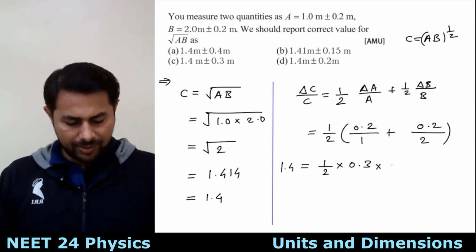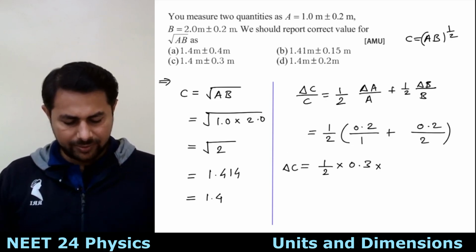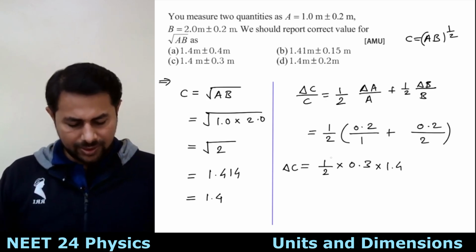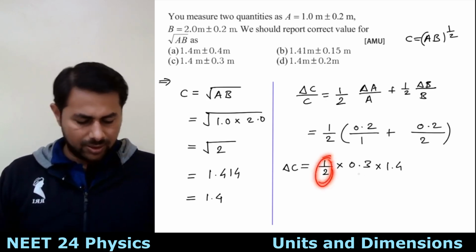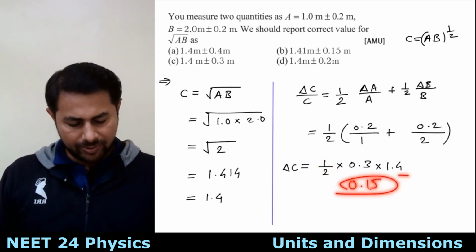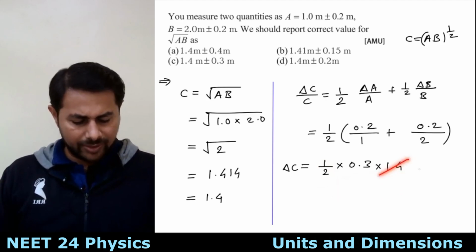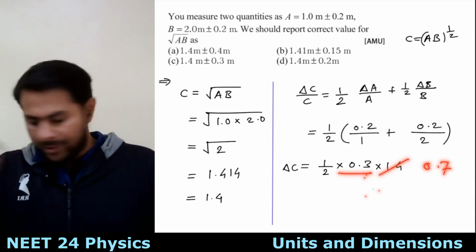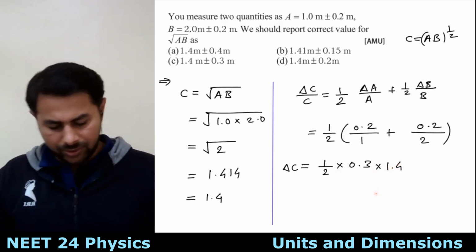So delta C is equal to, take C on that side, so 1.4. So this thing is 1 by 2 of this. This will be 0.15 multiplied by 1.4, or better way, it's 0.7 multiplied by 0.3. How much is it? 0.27, right?